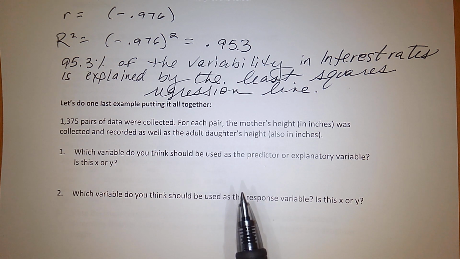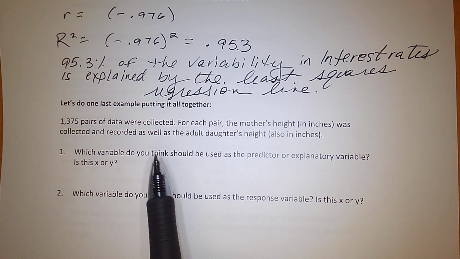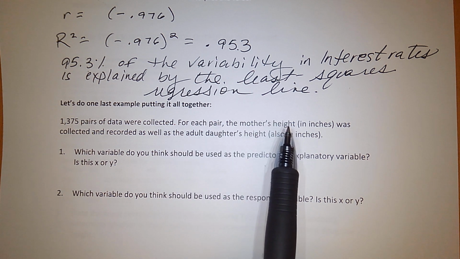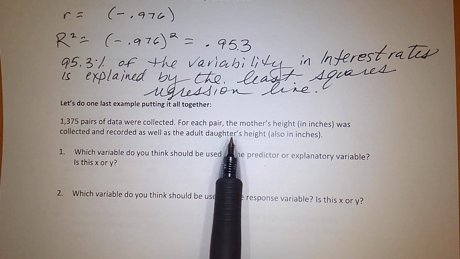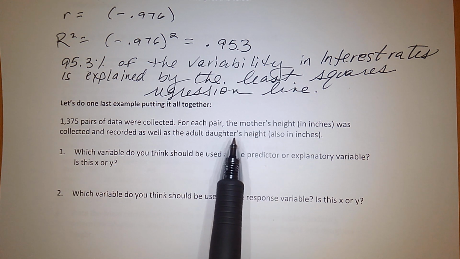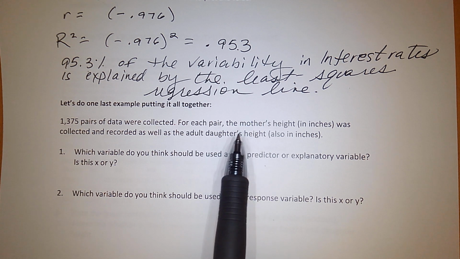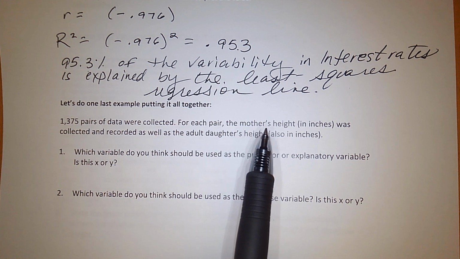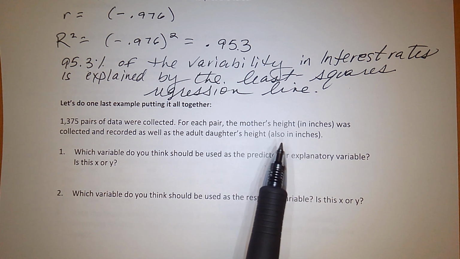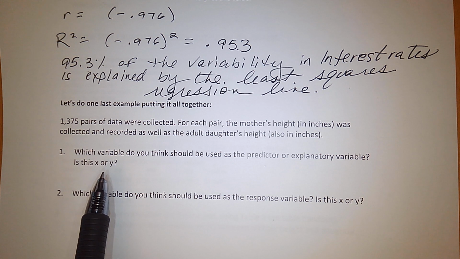This is paired data. Remember, it makes no sense to compare my mother's height with somebody else's daughter. We want to compare a mother and her own daughter so we can see if one is a predictor of the other. Is a mother's height a good predictor of what the daughter's height is going to be? Which kind of answers the first question.